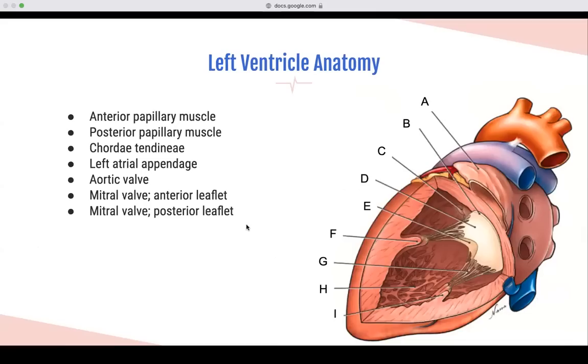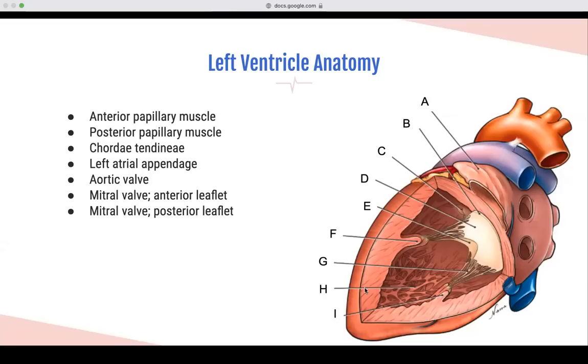Okay. Then left ventricle anatomy. So here you have only two papillary muscles. Why do we only have two papillary muscles here? Can you guess? Because it's a bicuspid valve. Exactly, because the mitral is bicuspid. So we have only the anterior papillary muscle and the posterior papillary muscle. So where are they here? F and I. Exactly. So F would be which one? Anterior. Yes. So I would be posterior.